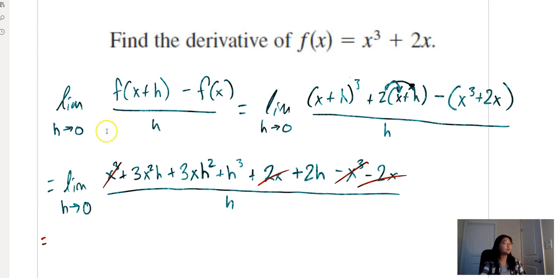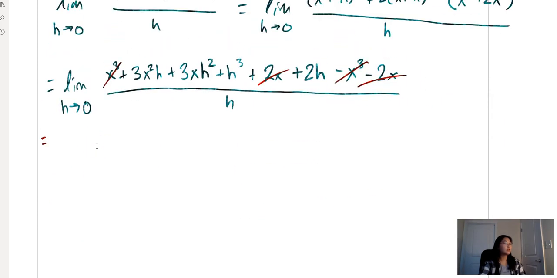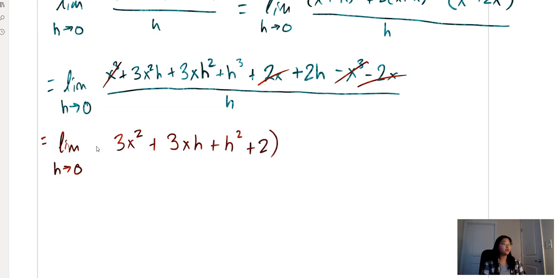Okay, so I'm going to scroll down and we have limit, because we have not yet evaluated our limit. We have 3x squared plus 3xh plus h squared plus 2. And I'm factoring out my GCF of h, and that's all over h, so those go away. This equals, and now I can evaluate my limit, right?